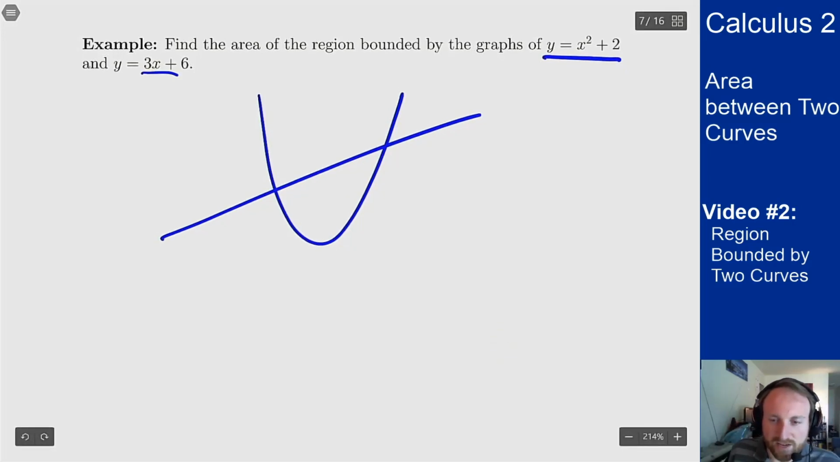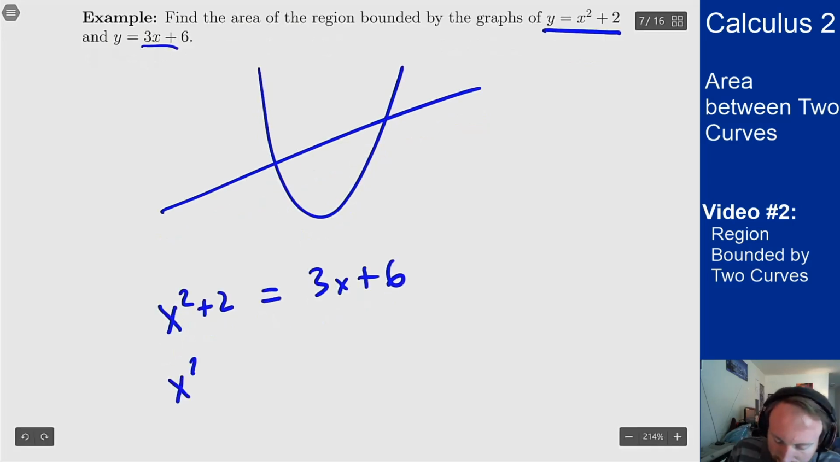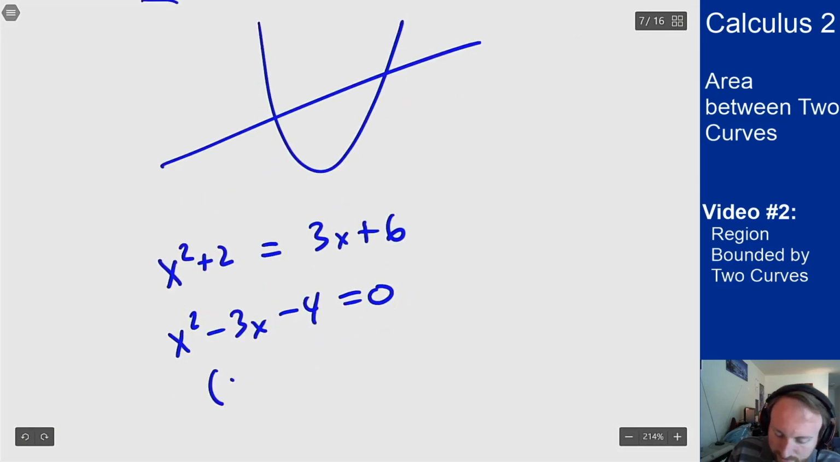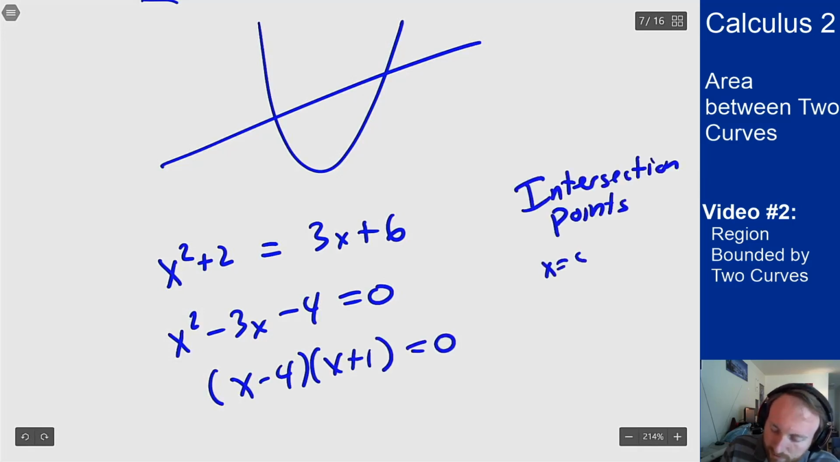So let's set these equal, figure out where they intersect, and see if we actually get that result. To find intersection points, I set x squared plus 2 equal to 3x plus 6, and then solve. By moving terms to the other side, x squared minus 3x minus 4 equals 0. This factors as (x minus 4)(x plus 1). So my intersection points are at x equals 4 and x equals minus 1. Those should be my bounds of integration.